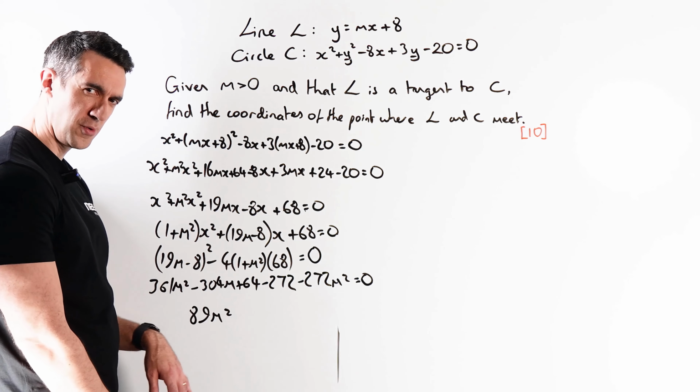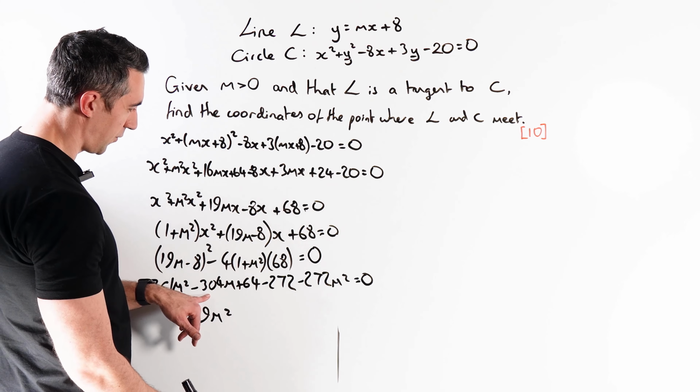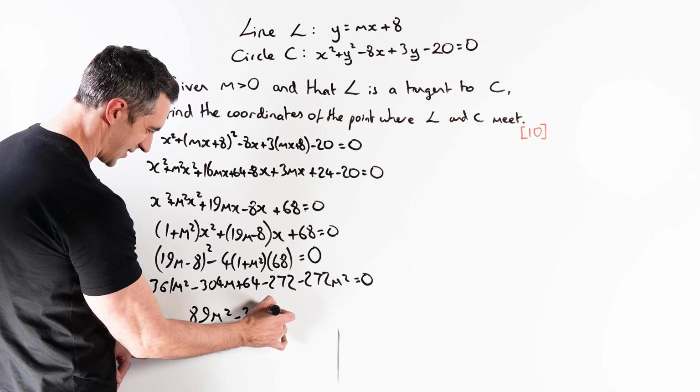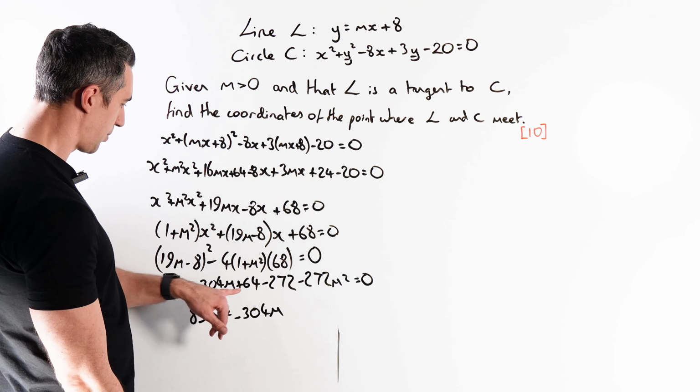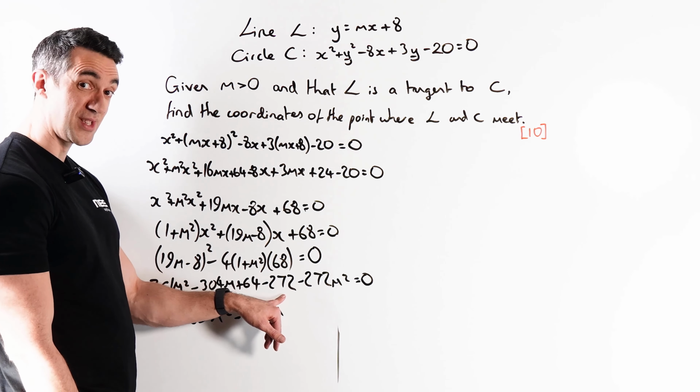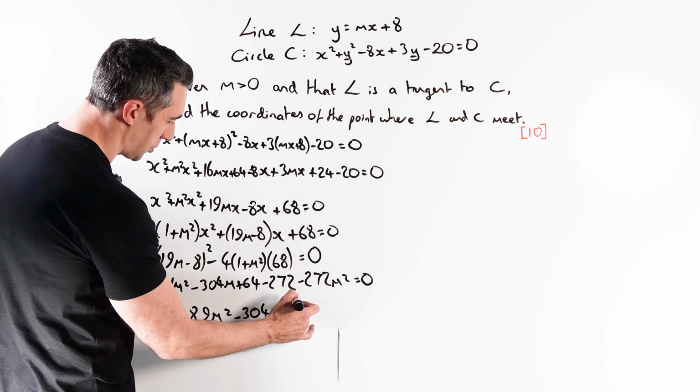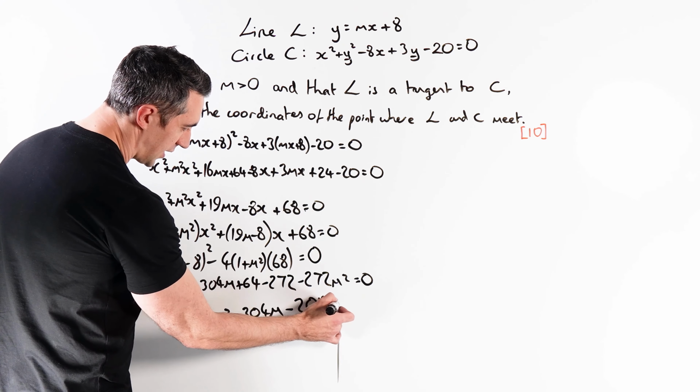Done that one. Minus 304m is the only m one we've got. There we go. We can park that one in there. It's a bit nicer. And then we've got plus 64 and minus 272. That's almost within the realms of doable maths. So we get minus 208 equal to 0.